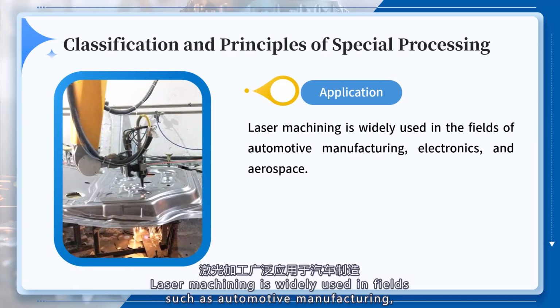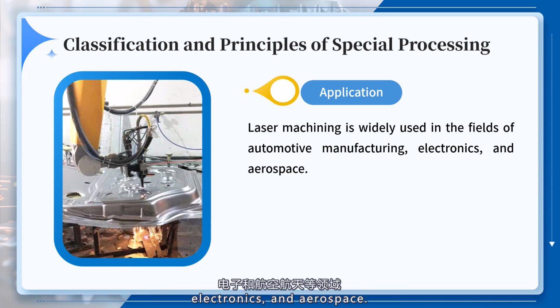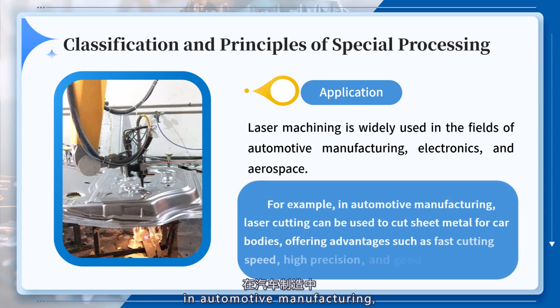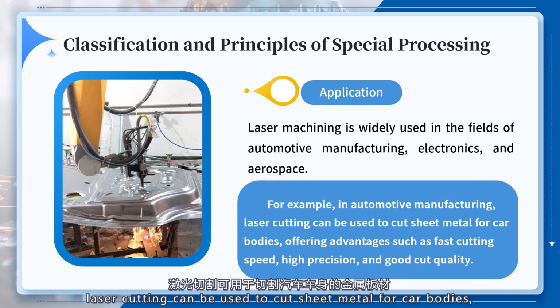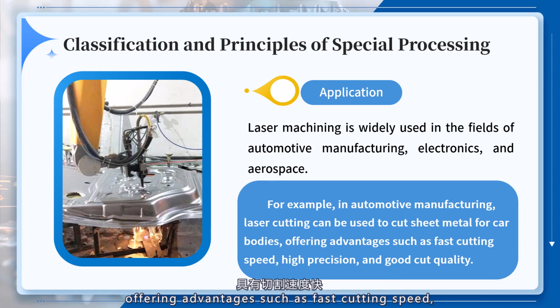Application: laser machining is widely used in fields such as automotive manufacturing, electronics, and aerospace. For example, in automotive manufacturing, laser cutting can be used to cut sheet metal for car bodies, offering advantages such as fast cutting speed, high precision, and good cut quality.